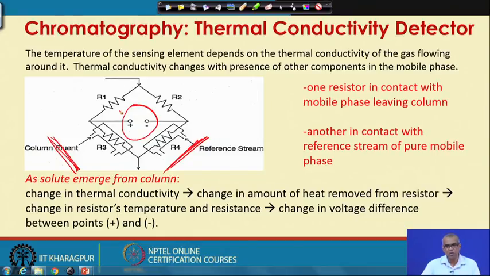So, the output of the thermal conductivity detector will be an electrical signal corresponding to the amount of components present in the mixture, because the different amounts of the components and the different components will change the thermal conductivity of the mobile phase differently. Thereby, there will be different changes in temperature and resistance, which will be reflected in different voltage differences or different unbalanced current in the circuit.